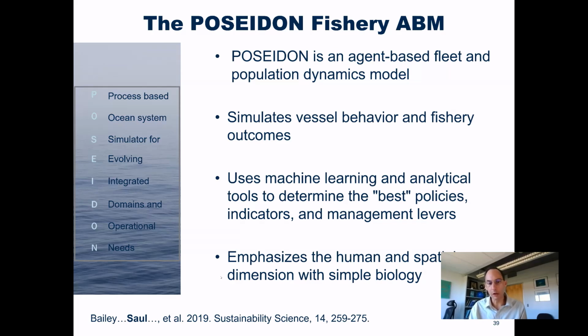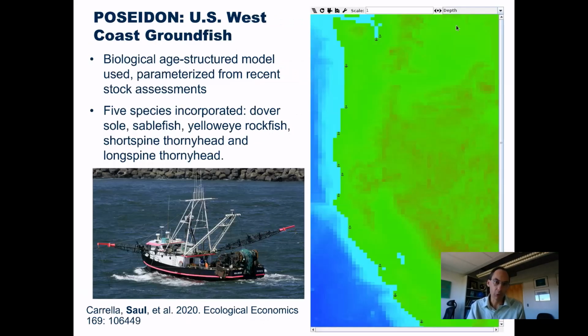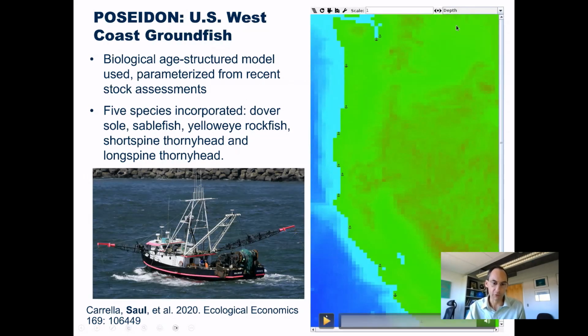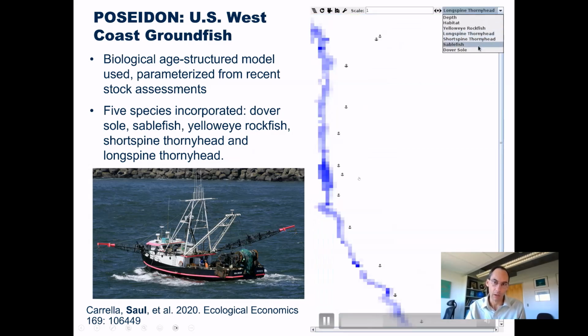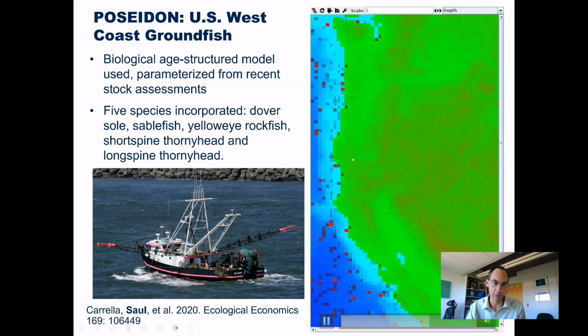Aside from the Gulf agent-based model, I've also helped develop another fishery agent-based model called Poseidon, which is more of a policy simulator. It's simple on the biological side, but has more complexity on the human side. We developed an application of it for the U.S. West Coast groundfish fishery, where this is just eye candy of boats going out from port and fishing for some of the groundfish species to give you all a sense of how the model was structured.